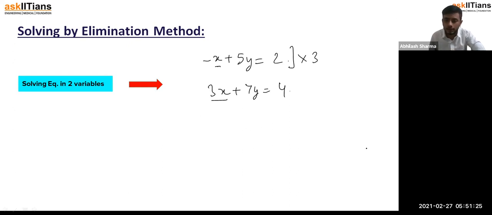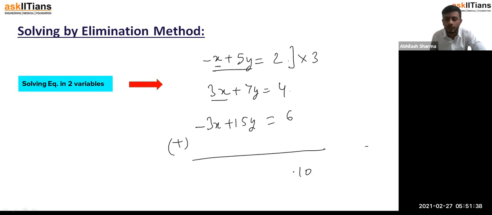So 2 into 3 will give us 6, and 3 into this will give us minus 3x plus 15y. Now let us add these two equations. On adding, what are we getting? 4 plus 6 is 10. 3x and minus 3x, when they are added, 0. 15 plus 7 is 22y.